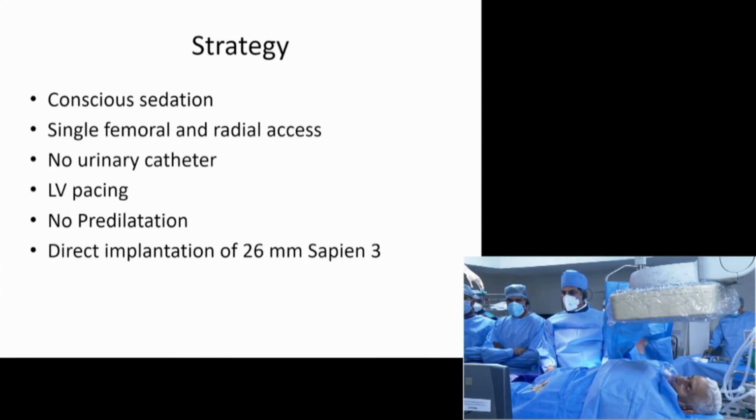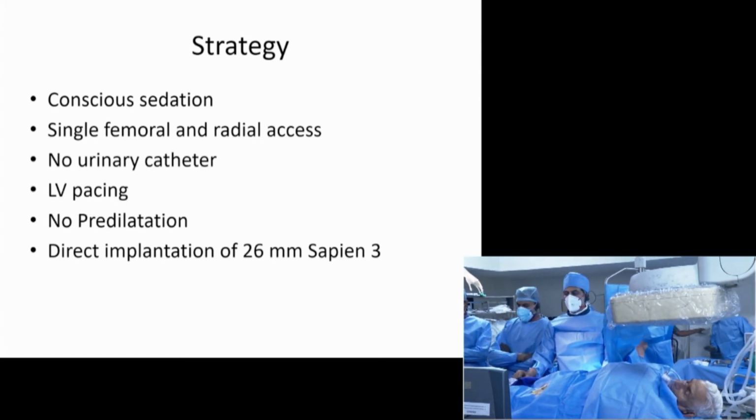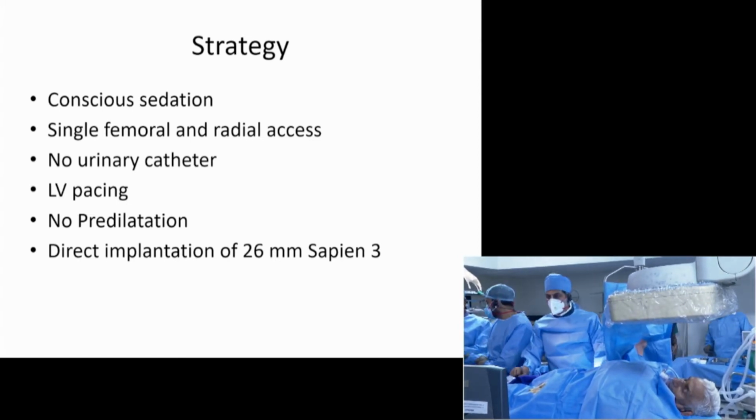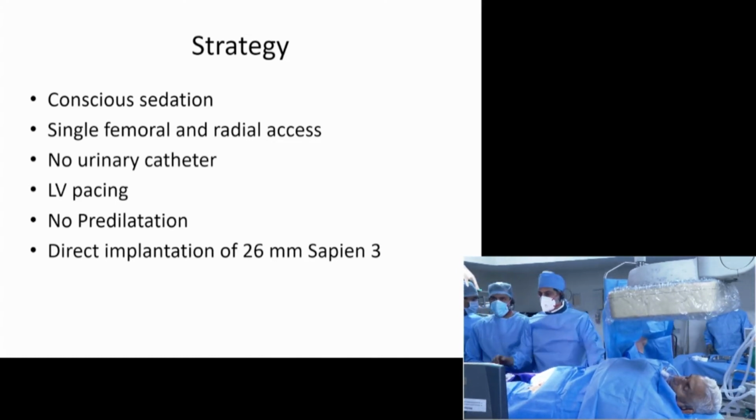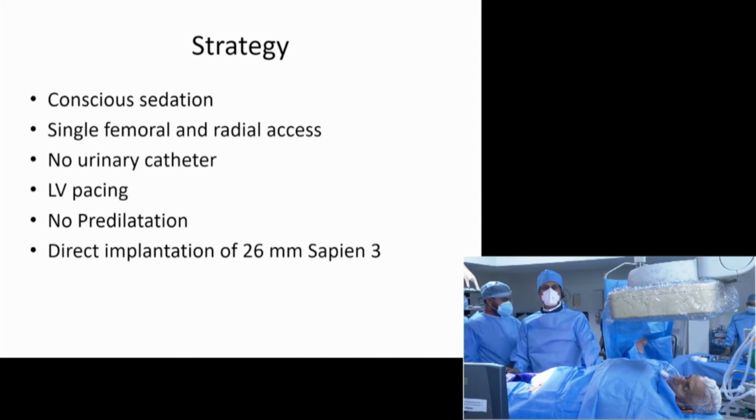So we plan to use no urinary catheter, no femoral venous pacing. We'll have only LV wire pacing, no pacing with the regular balloon catheter. We plan to do a direct implantation, no predilatation. So direct implantation with the 26 millimeter Edwards Sapien 3 valve. So that is the plan.